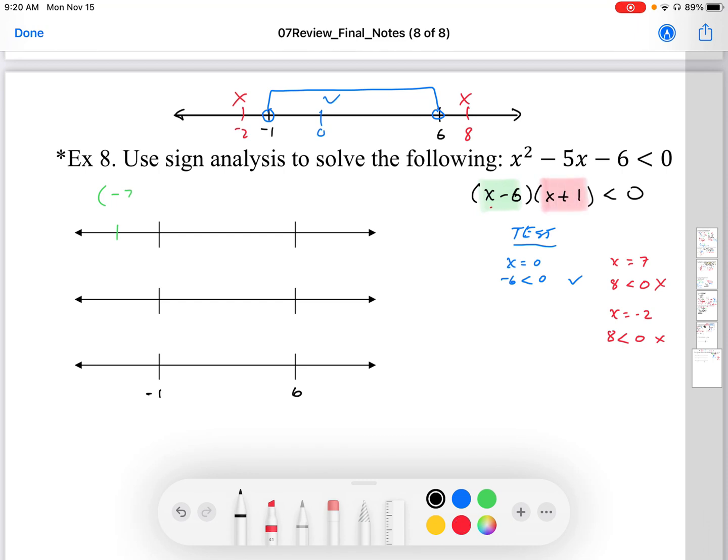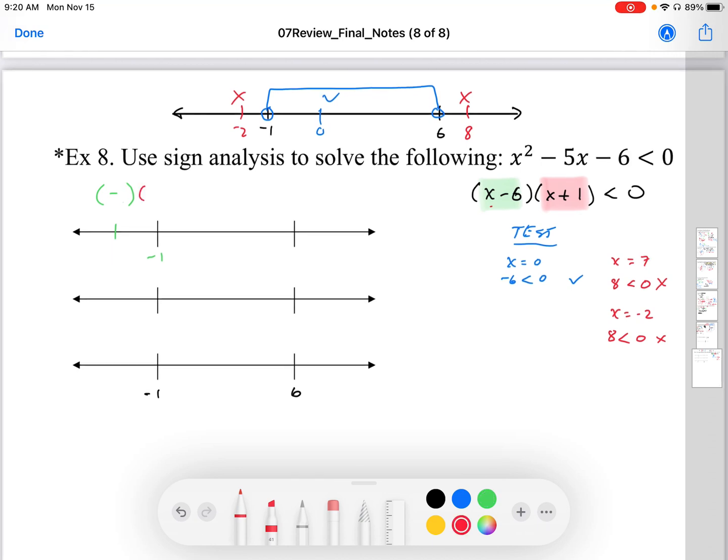Again, I'm not looking for positives or negatives. So if I plug in a negative number, I'm going to end up with a negative value here in that bracket. And I'm going to end up with a positive value. I'm going to end up with negative there. So this is going to be positive, which fails my test. It's actually above the x-axis, but I want below.